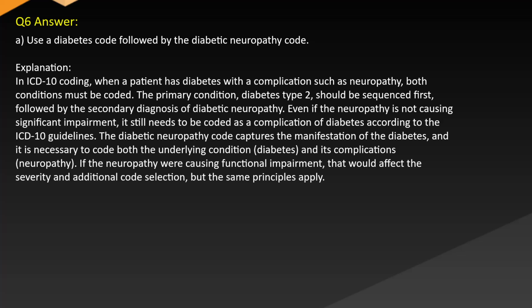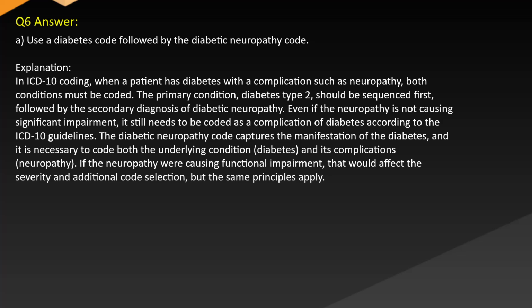Answer: A. Use a diabetes code followed by the diabetic neuropathy code. Explanation: in ICD-10 coding, when a patient has diabetes with a complication such as neuropathy, both conditions must be coded. The primary condition, diabetes type 2, should be sequenced first, followed by the secondary diagnosis of diabetic neuropathy. Even if the neuropathy is not causing significant impairment, it still needs to be coded as a complication of diabetes according to the ICD-10 guidelines.